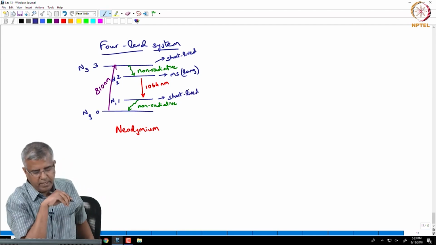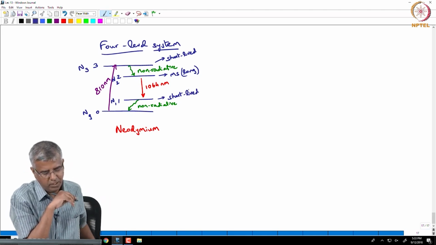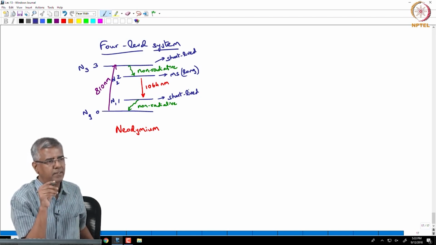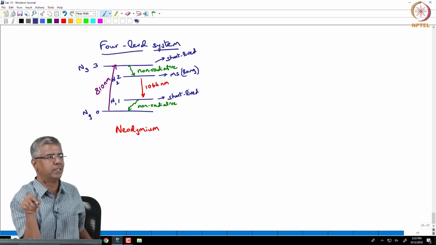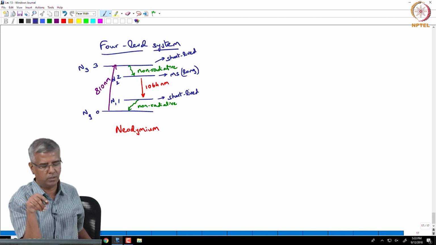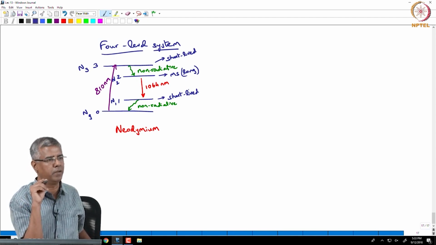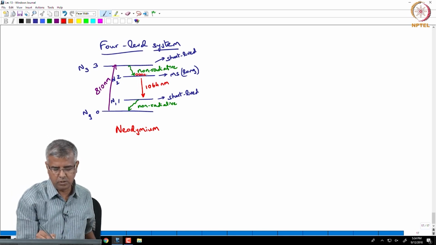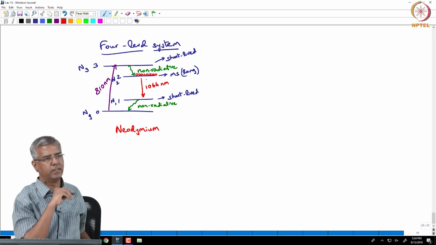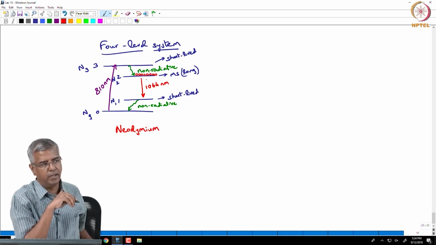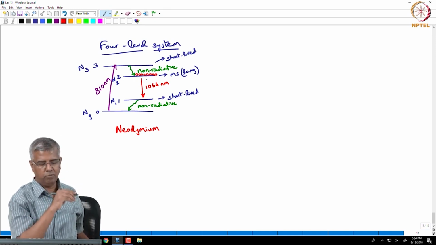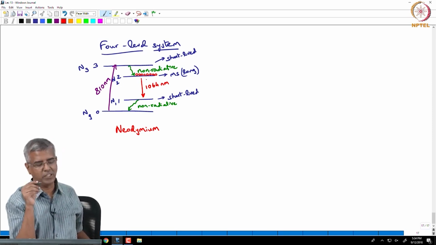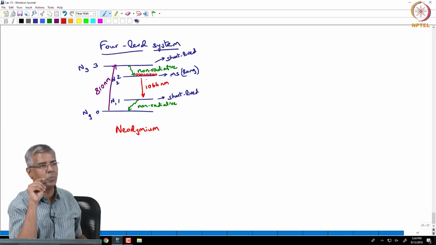So, can you see what is going to happen when you pump at 810, right? The atom is going to go to level 3, it is going to quickly come down to level 2, typically non-radiatively, and all your population is going to accumulate over here. And what do you have? So, what can you say about the inversion? Inversion is N2 minus N1.